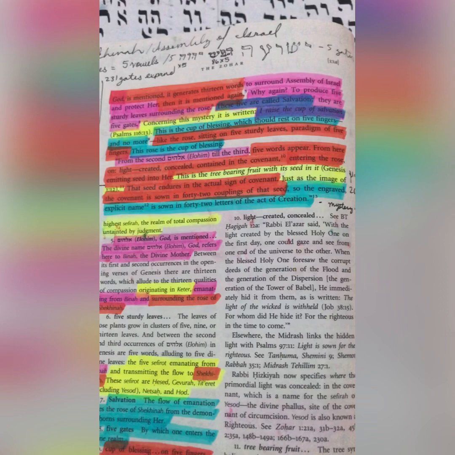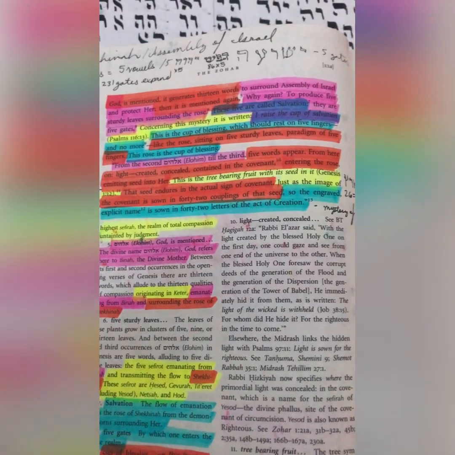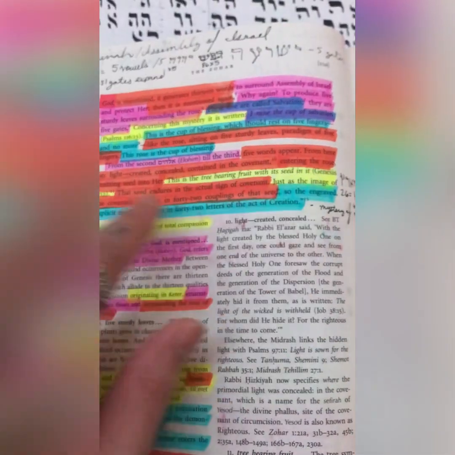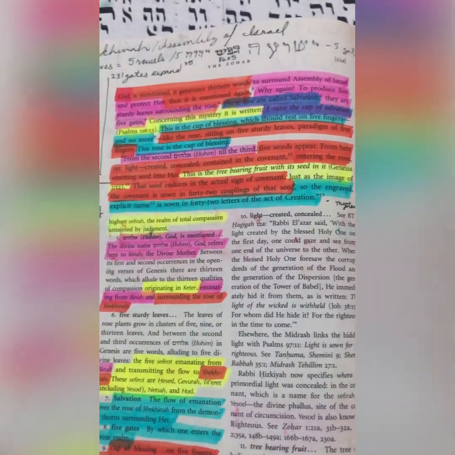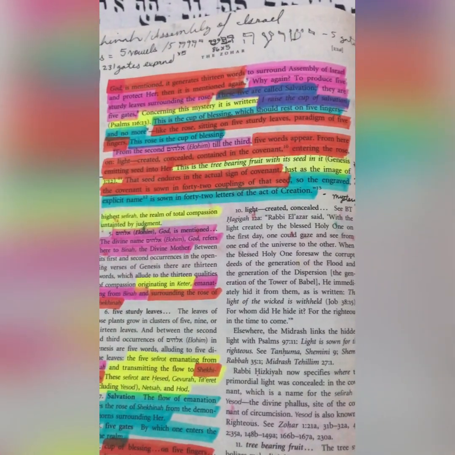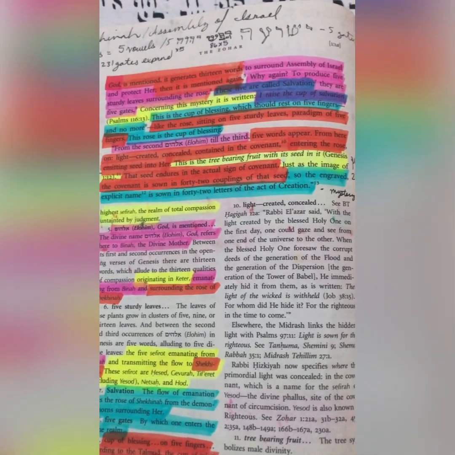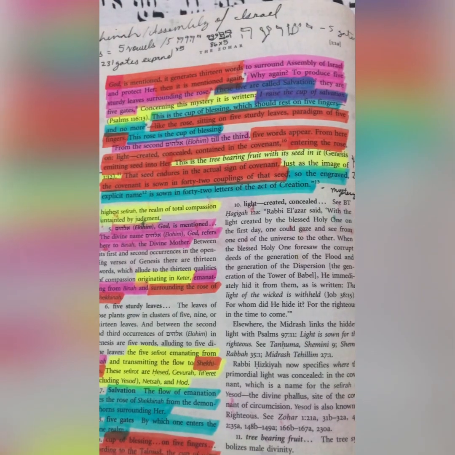Now it says, from here on light created, concealed, contained in the covenant, entering the rose, emitting seed into her. This is because the last remaining Sephirah, which represents Asiya, is Malkut, which is 1 Sephirah, demonstrated like this.